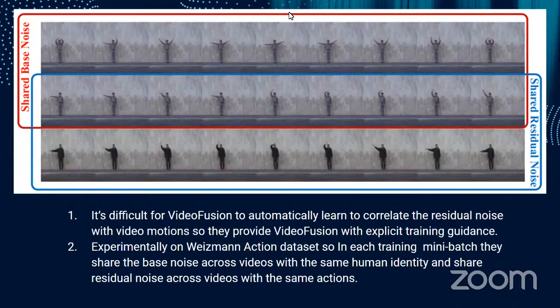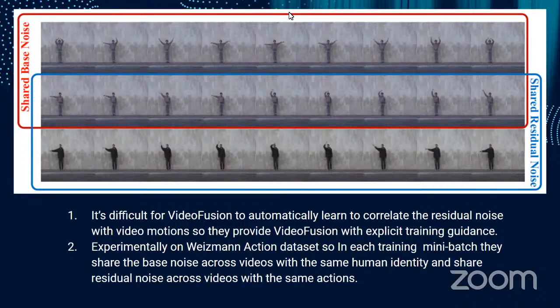As we see in this image, the first 2 rows represent frames of 2 video clips. In the first 2 rows, they kept the base noise fixed, and they changed the residual noise in each frame. As we see, the background is the same, and VideoFusion kept the person the same in the 2 rows, but the motions are different between the first row and the second row.